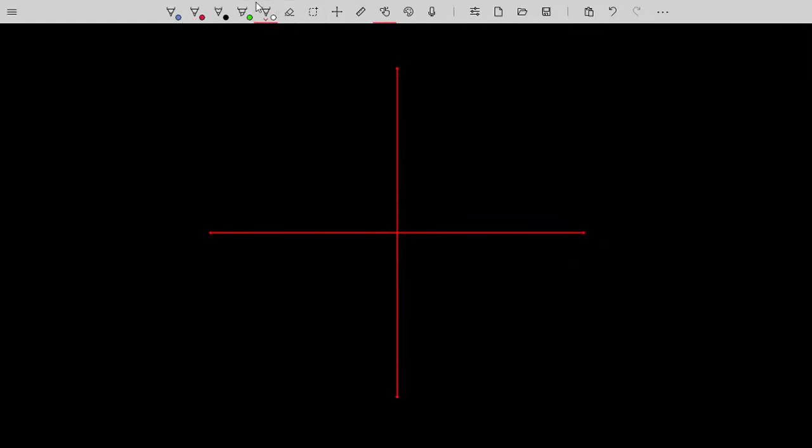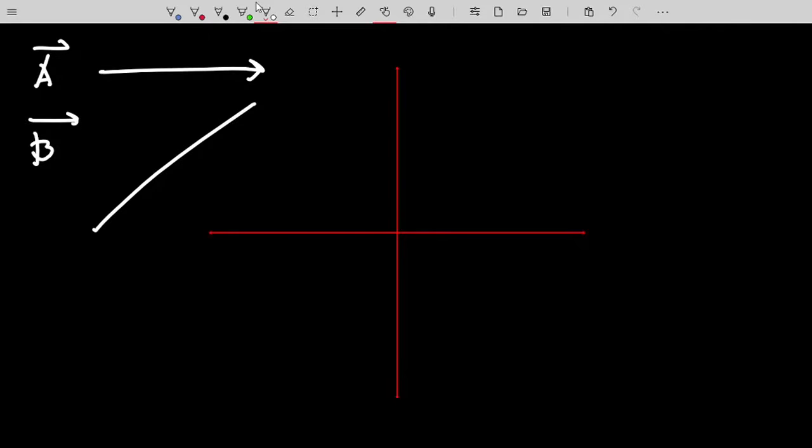Now what if our vector A is somehow like this and your vector B is somehow like this one? Now how should we do that? The first thing to do, using the head to tail method, is to draw your first vector, which is your vector A, from your central axis. So let's try to do that. Now this should be our first, or your A, vector.